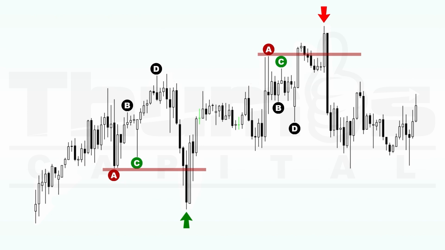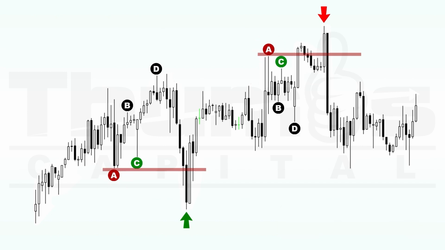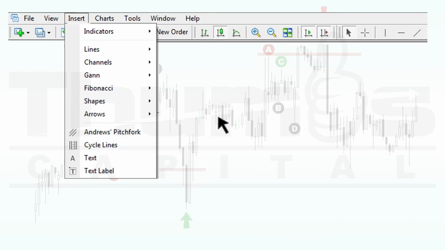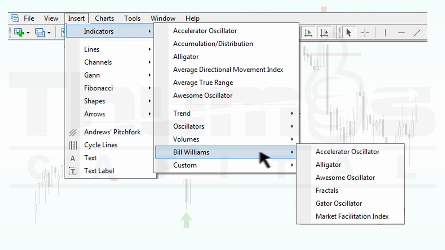I explained more on this in our previous video on liquidity. You should try and watch that video for more details. The focus in this video is on identifying the A level, which is the level where retail stop losses reside, using the fractal indicator. The fractal indicator helps us achieve a 100% mechanical approach to identifying retail liquidity zones.